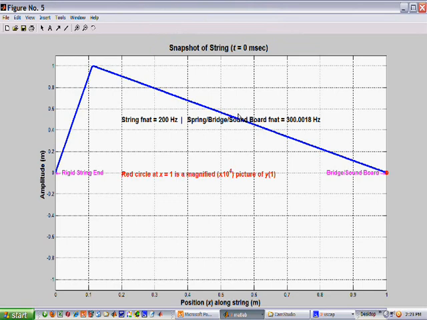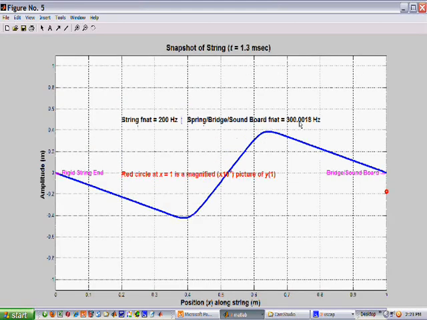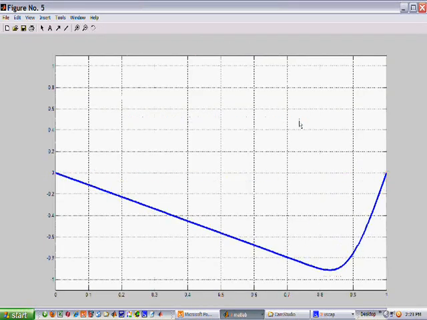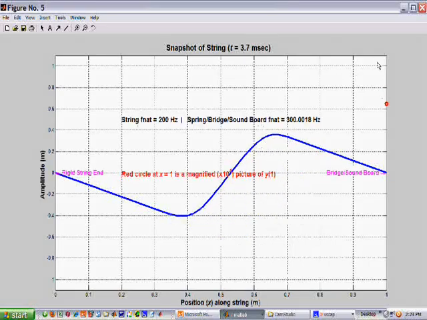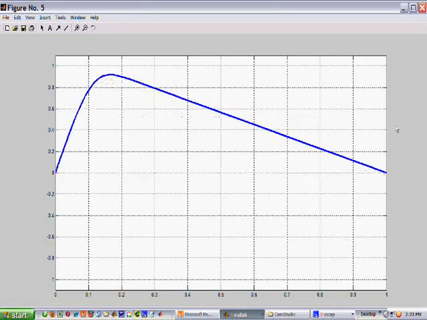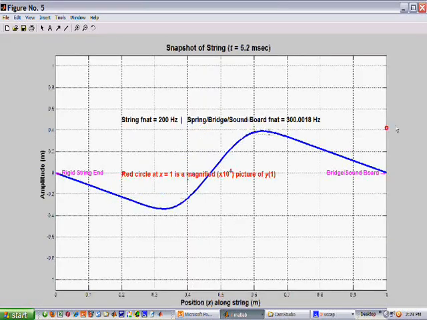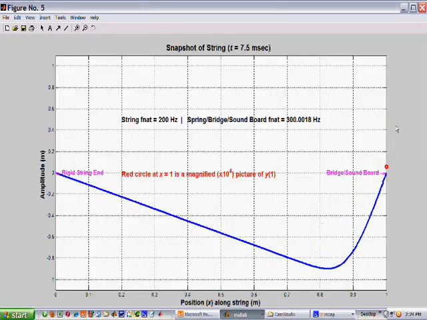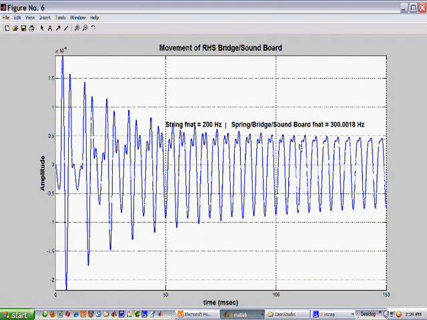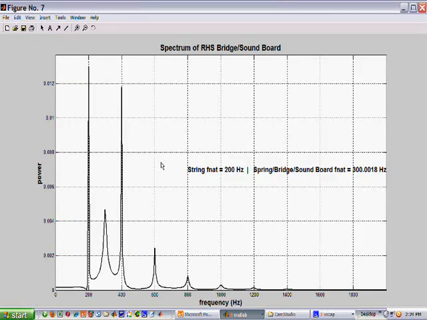Okay, let's do the second case here, where we have a natural frequency for the soundboard of 300 Hertz. The shape of the wave as it propagates back and forth is pretty much the same. The movement of the red circle is a little different because we have a different resonant frequency for the soundboard. Here is a picture of the soundboard movement for 150 milliseconds of simulation. And you can see the periodic component here is a little bit different than before, as indicated by the spectrum.